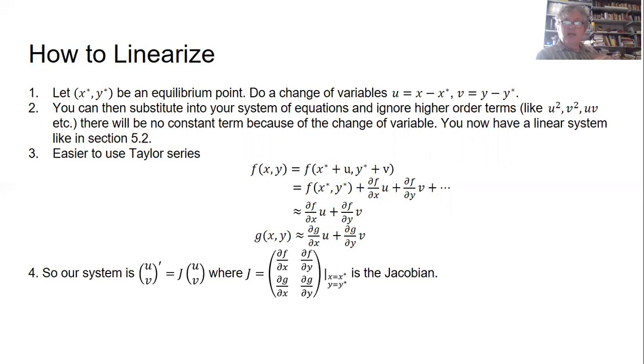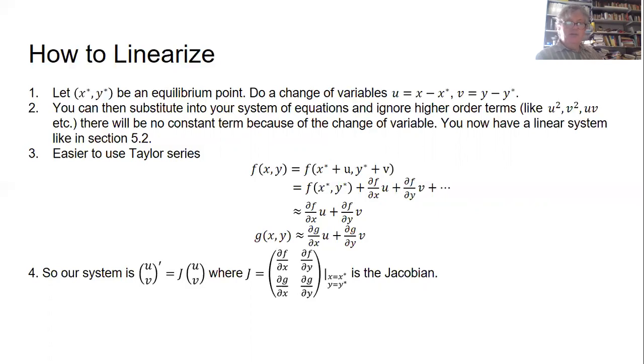So f of x, y, right? You do the change of variables, so x equals u plus x star and y equals v plus y star. And by Taylor's theorem, it's going to be f of x star, y star plus the partial in x times u plus the partial in y times v plus higher order terms. Again, we ignore the higher order terms. f of x star, y star is zero. So you're left with f of x, y is approximately df/dx times u plus df/dy times v. And you get a similar thing for g.